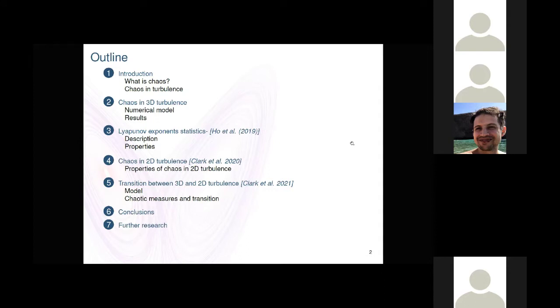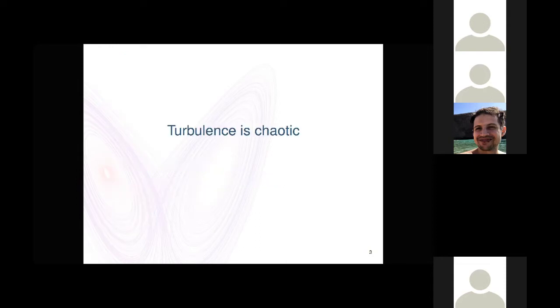First I will be talking about chaos and turbulence and introducing those concepts. Then I will talk about chaos in three-dimensional turbulence, which is very different from the two-dimensional that we'll talk later. And I will also talk about the techniques we use to measure the Lyapunov exponents, a quantity that we will look at during this work. And in the end, our more interesting work in this direction is the transition between the three-dimensional and two-dimensional turbulence that we did recently. So let's start.